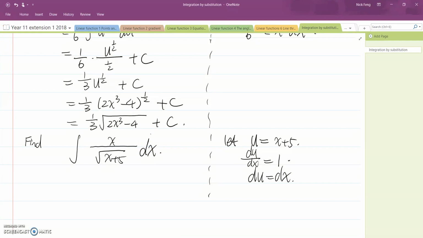And since we also need to replace the x at the top, that means if u equals x plus 5, x equals u minus 5. So therefore now we can replace every single term inside this integral, including x plus 5 and dx, by u, like this.